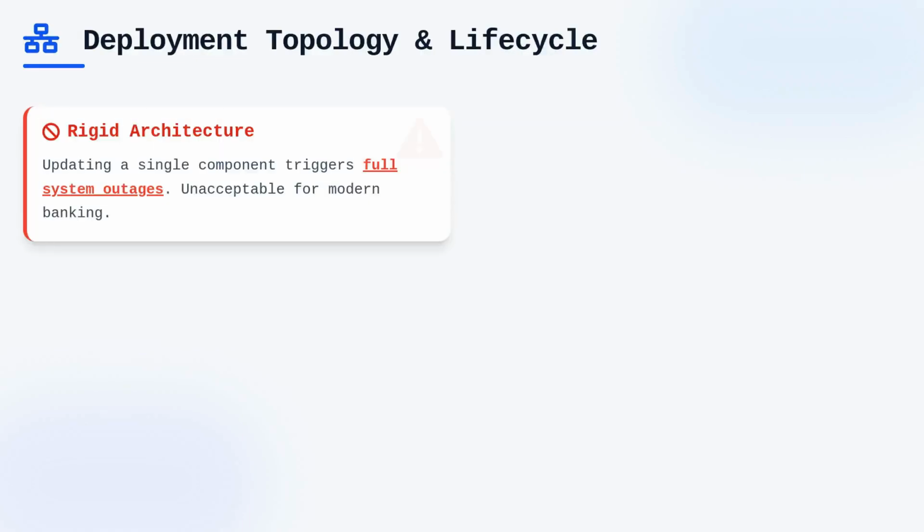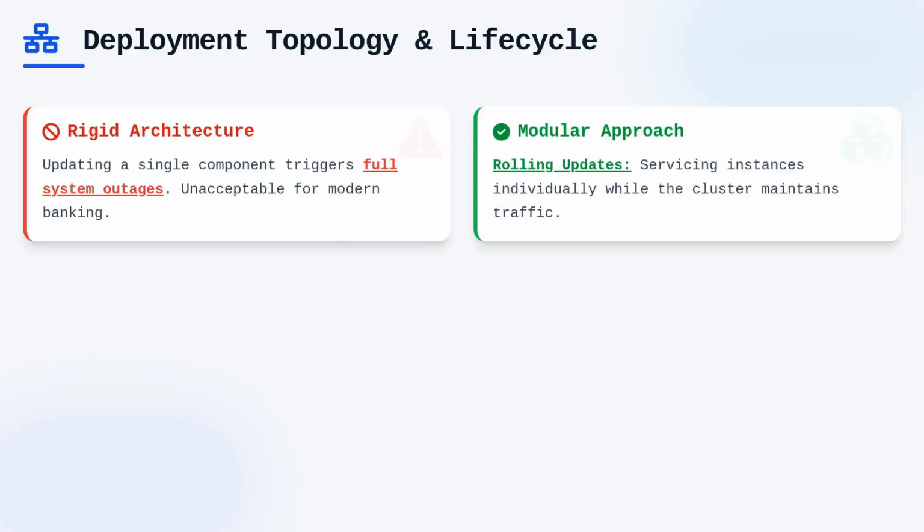Beyond simple connectivity, the deployment topology directly influences how you handle patch management and version upgrades. If your architecture is rigid, updating a single component could necessitate a full system outage, which is unacceptable in contemporary banking scenarios. By utilizing a modular deployment approach, you can perform rolling updates where specific instances are taken offline for servicing while the remainder of the cluster continues to handle incoming traffic.